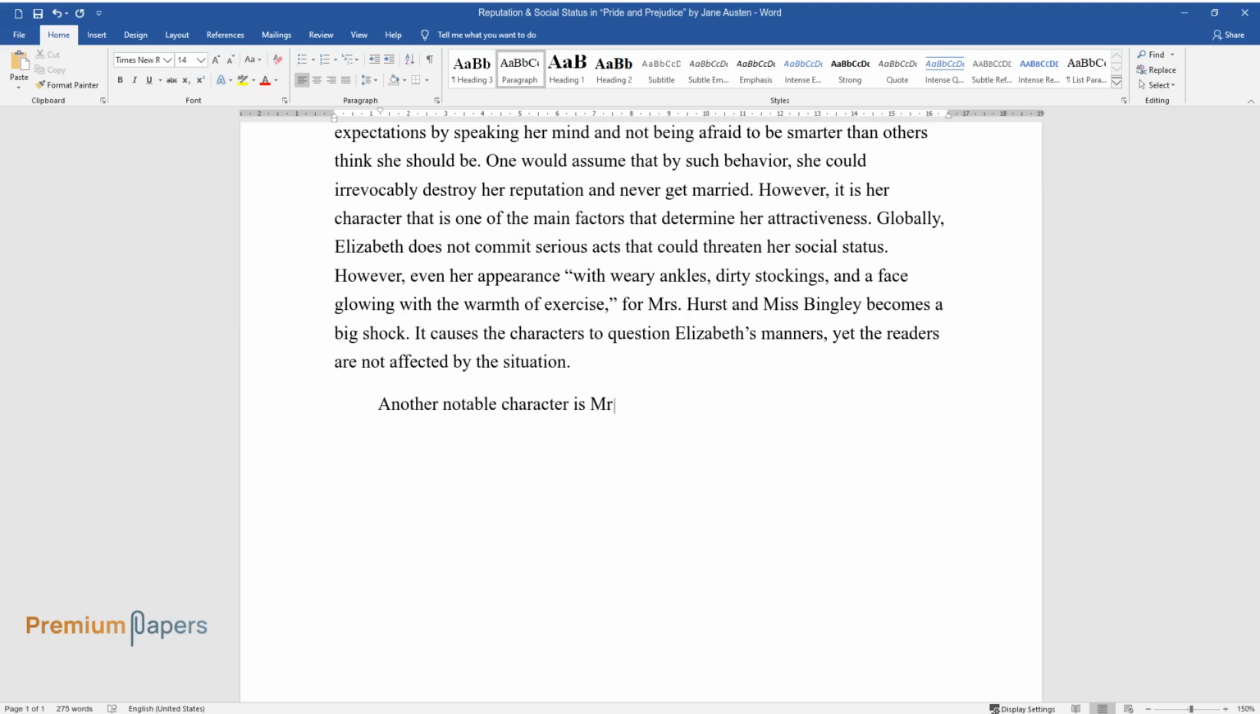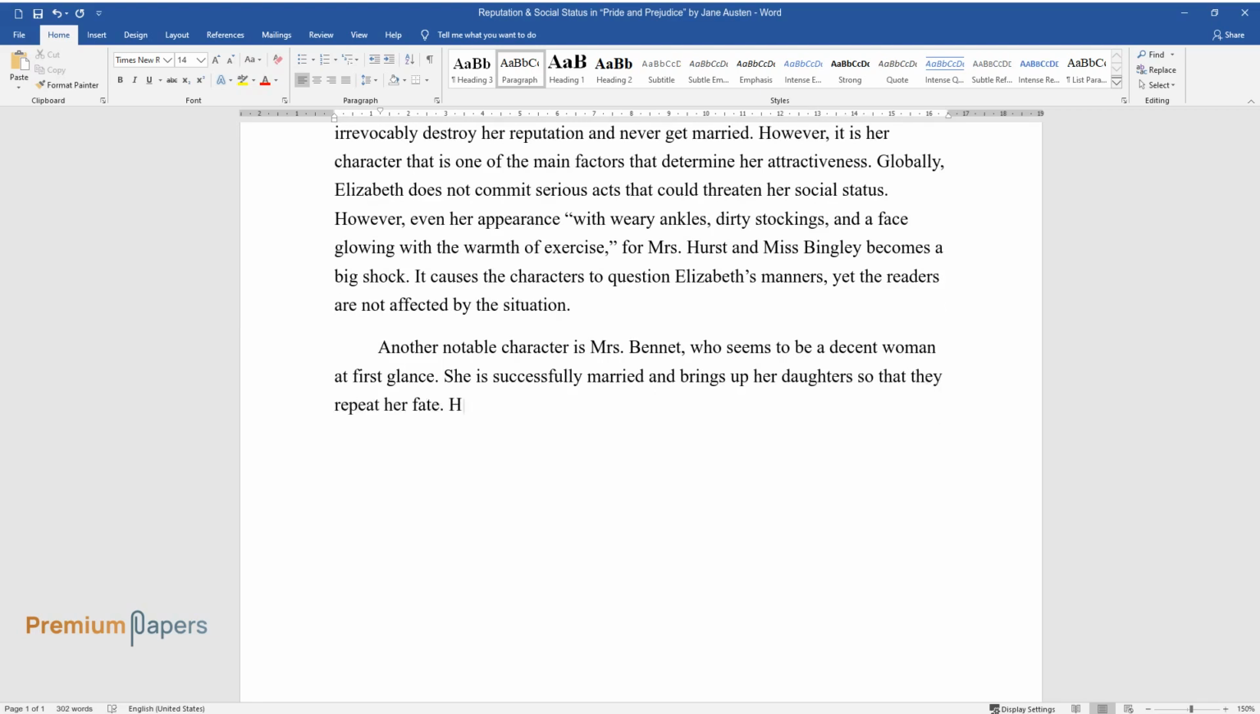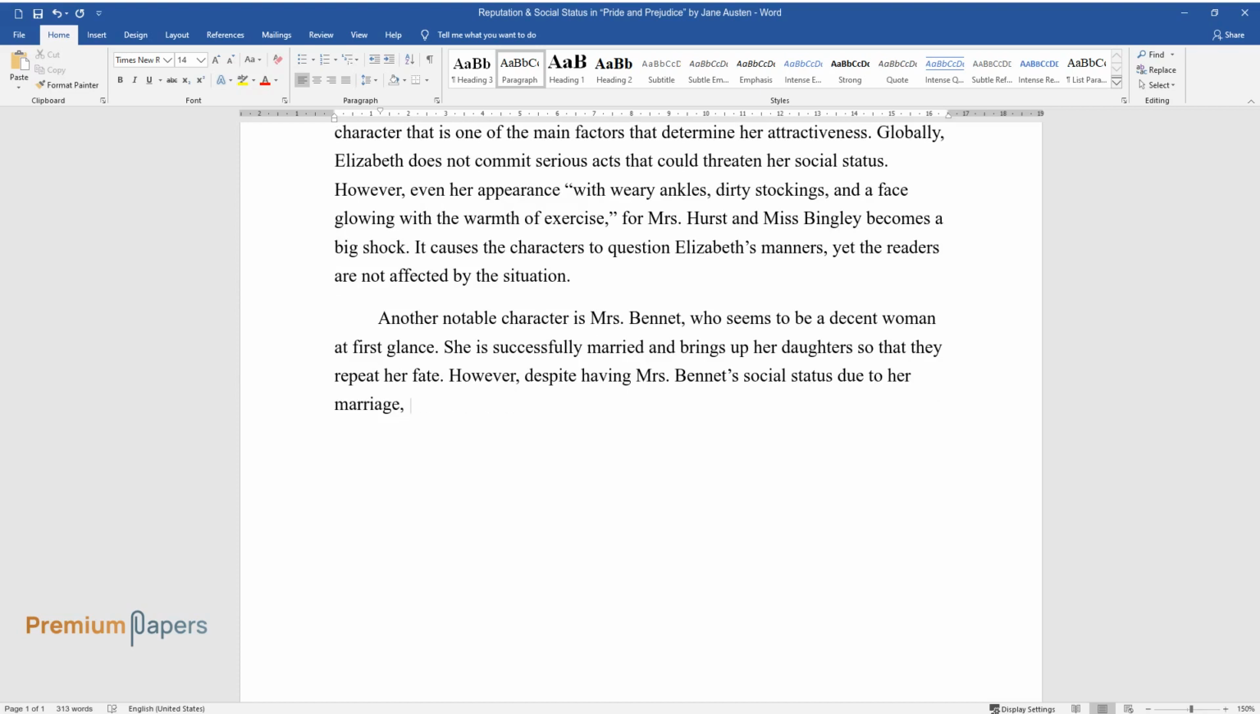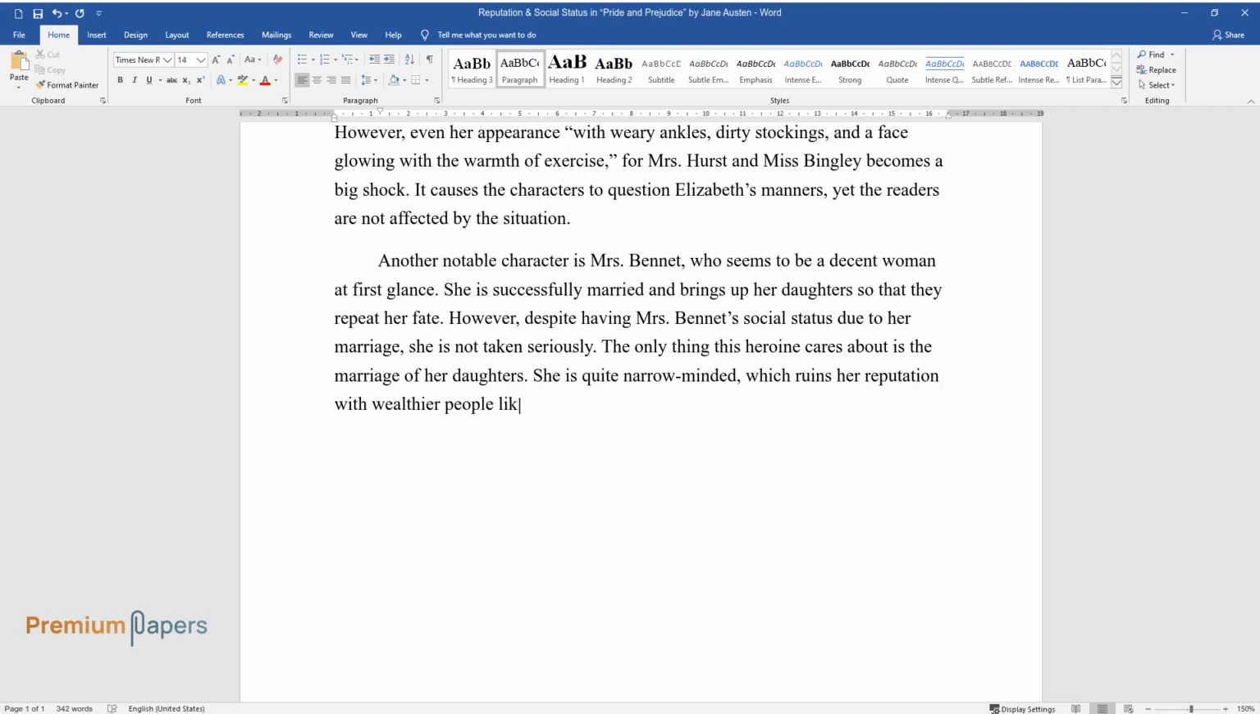Another notable character is Mrs. Bennet, who seems to be a decent woman at first glance. She is successfully married and brings up her daughters so that they repeat her fate. However, despite having her social status due to her marriage, she is not taken seriously. The only thing this heroine cares about is the marriage of her daughters. She is quite narrow-minded, which ruins her reputation with wealthier people like Mr. Darcy and the Bingleys.